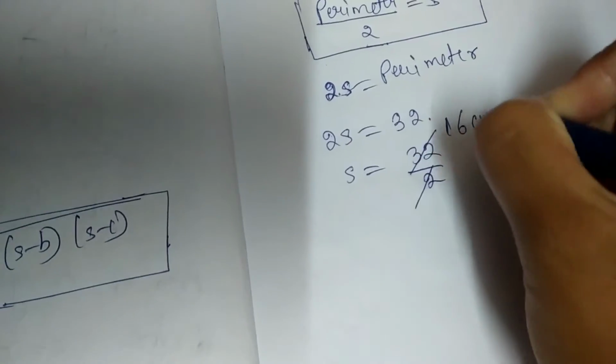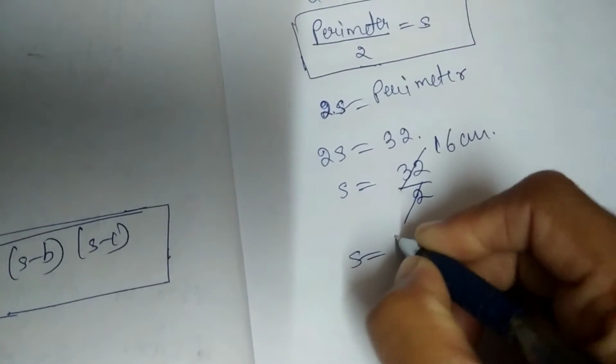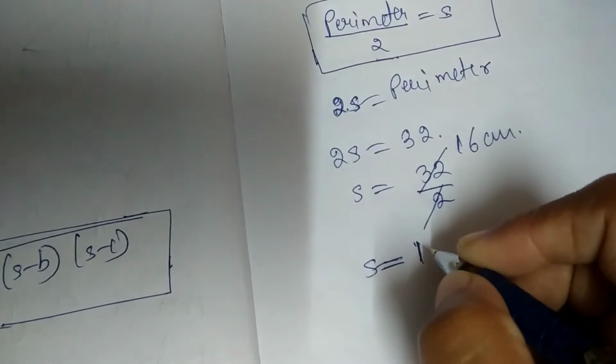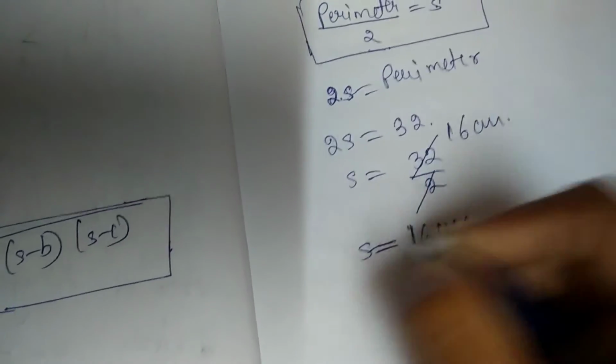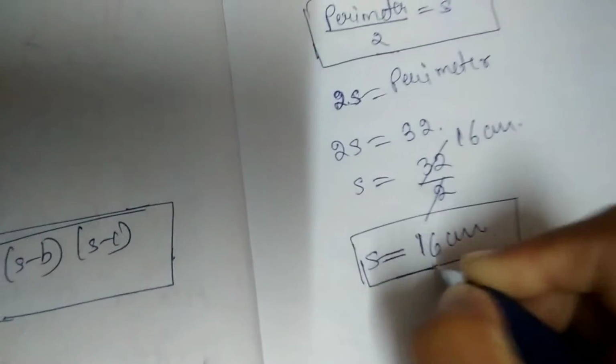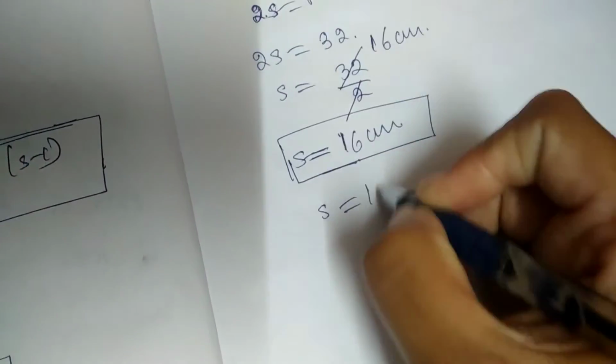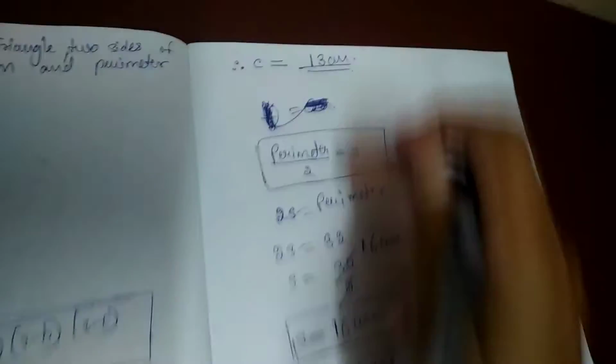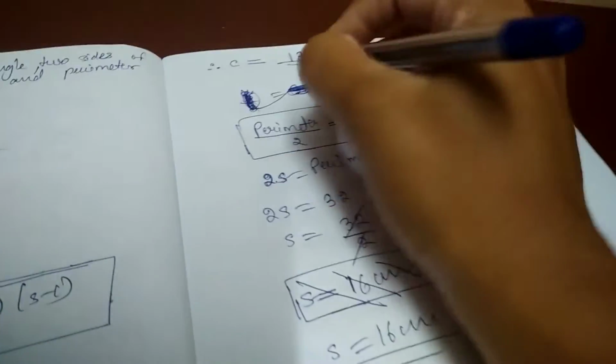S is equal to 16 centimeter. You can either put it in a box, or I prefer that when your answer is done, you underline it. So you can underline here, C is equal to 13. Underline it so that whenever your book is checked, they can understand. Don't put it in a box. Box is for formulas. Other than that, underline the answers.